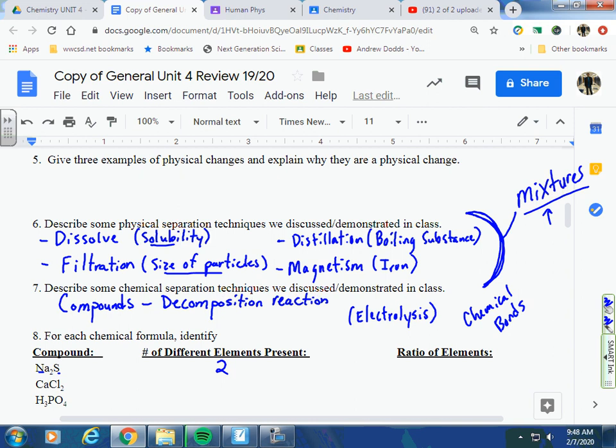It's asking how many different elements are present in this compound. If I look at the formula, I can tell there's 2 because there's 2 capital letters. On the next one, CaCl2, again there's 2, and I see 2 capital letters. How many capital letters on the third one? Yeah, 3 of them.